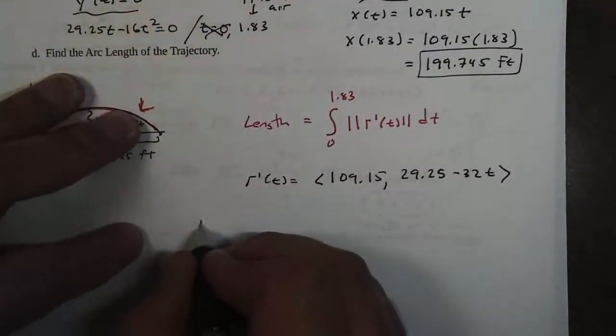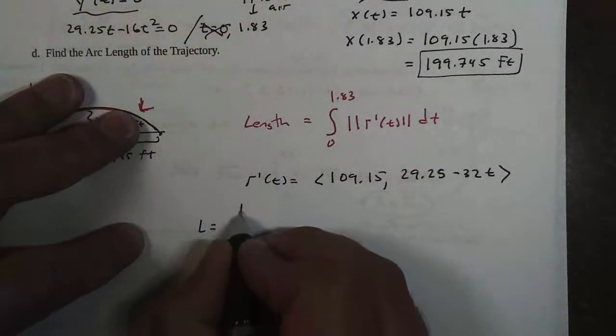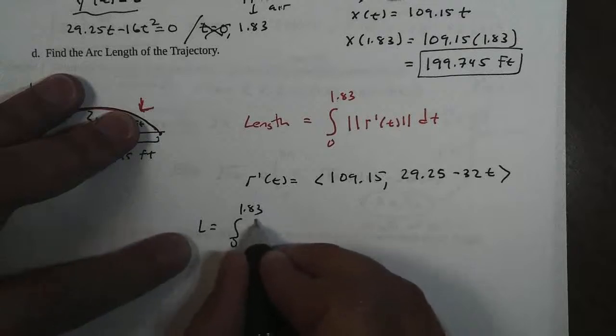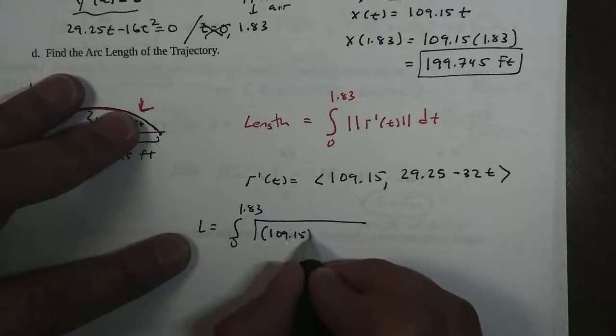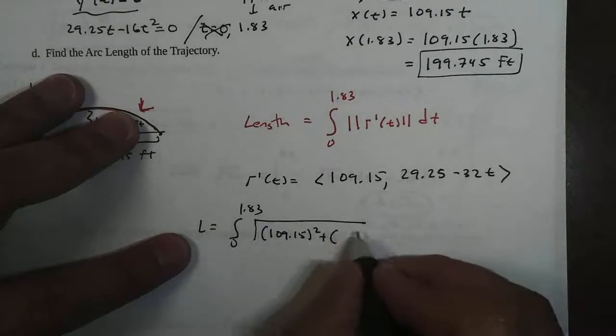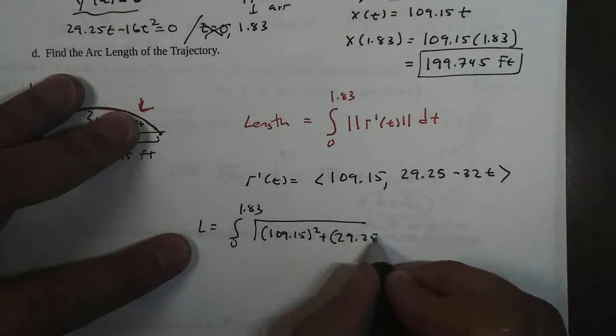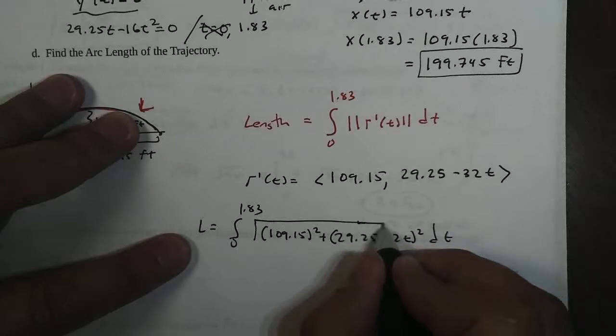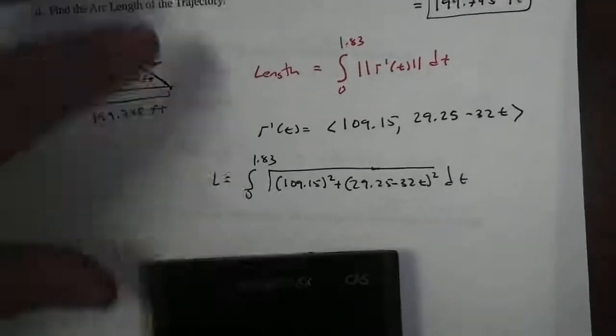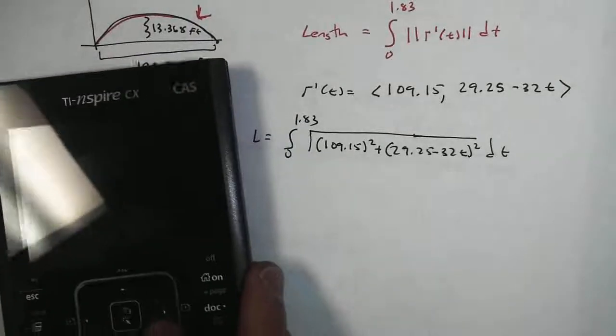So to get the length, 0 to 1.83, we need that magnitude, 109.15 squared, plus this equation squared, don't simplify, 29.25 minus 32t squared, dt. And we just type that in our calculator.